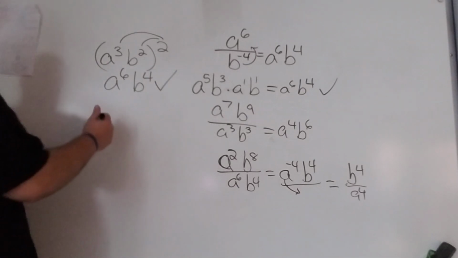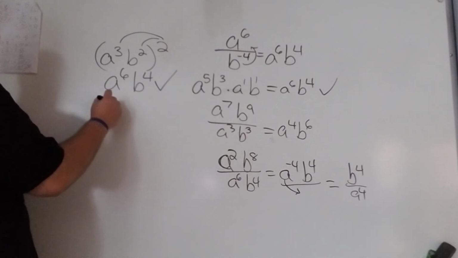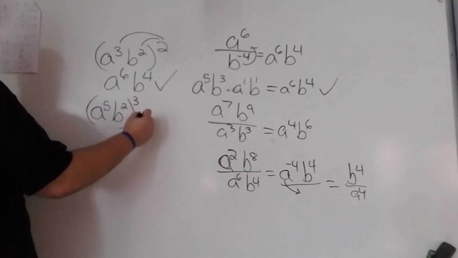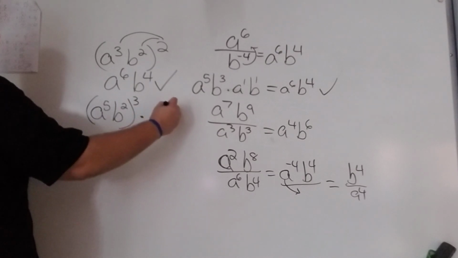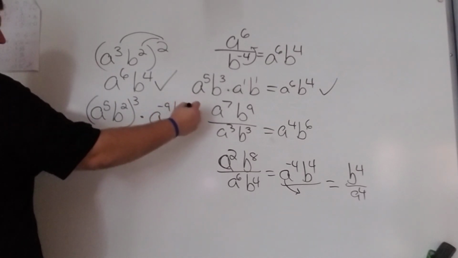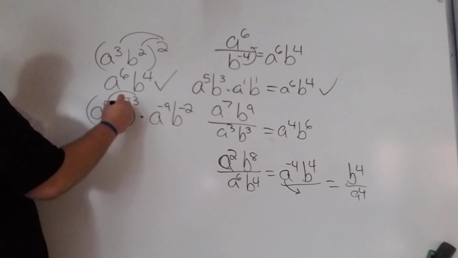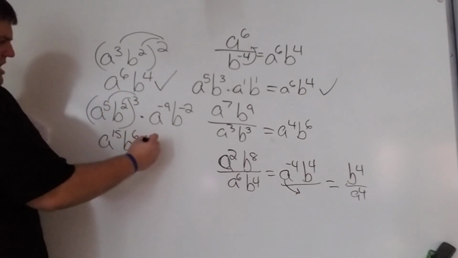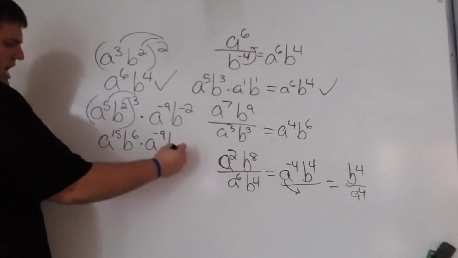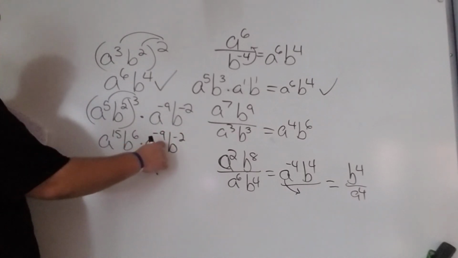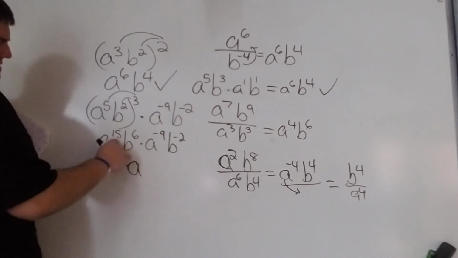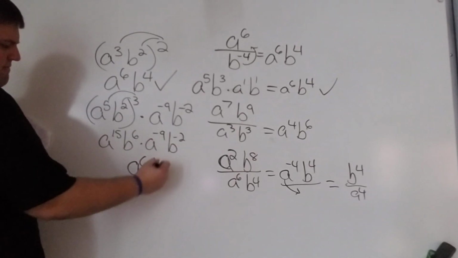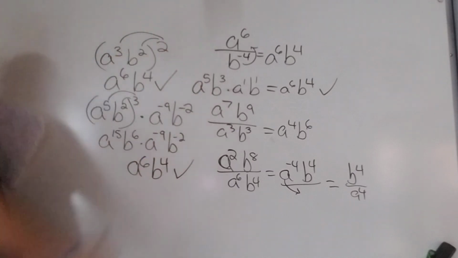And then on E, the last one here, A to the 5th, B squared, all to the 3rd, times A to the negative 9th, B to the negative 2nd. All right, distribute these ones. We got A to the 15th, B to the 6th. And then we can multiply. And when we multiply, we're going to add our exponents. 15 plus negative 9 is 6. And 6 plus negative 2 is 4. And that one gave it to me too.